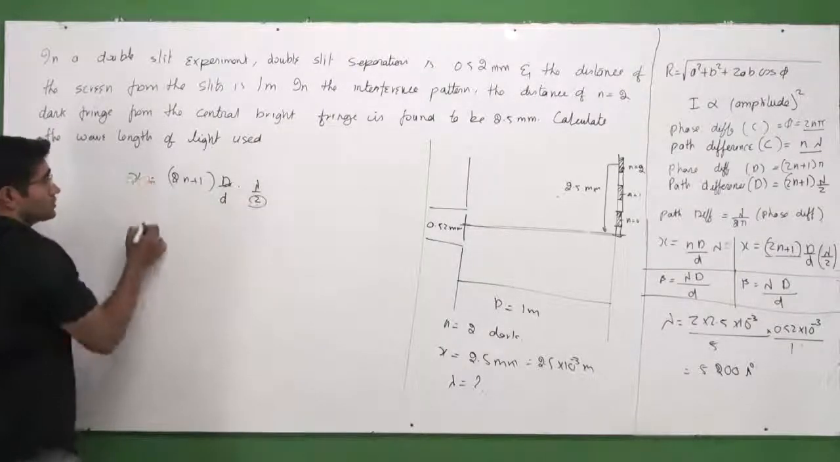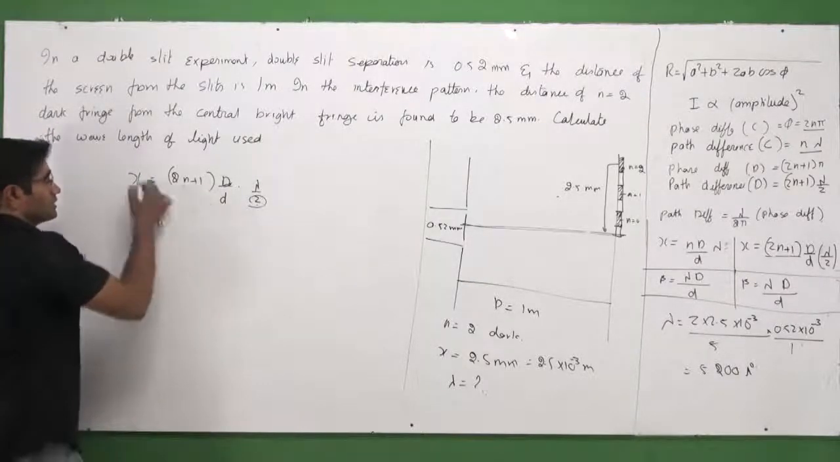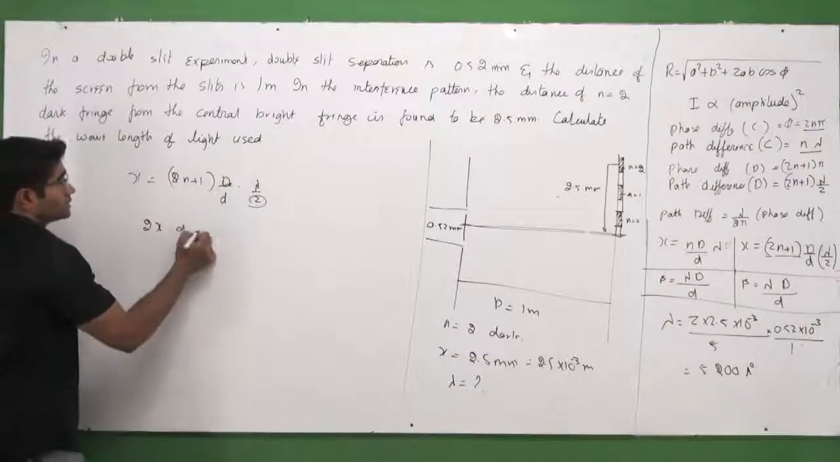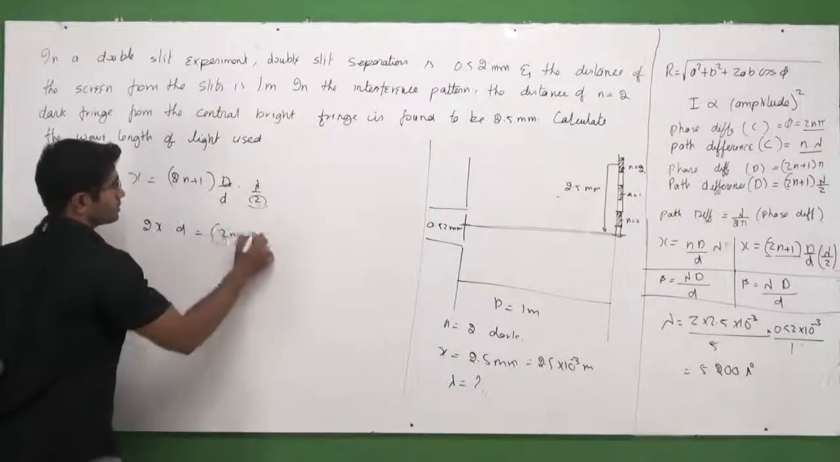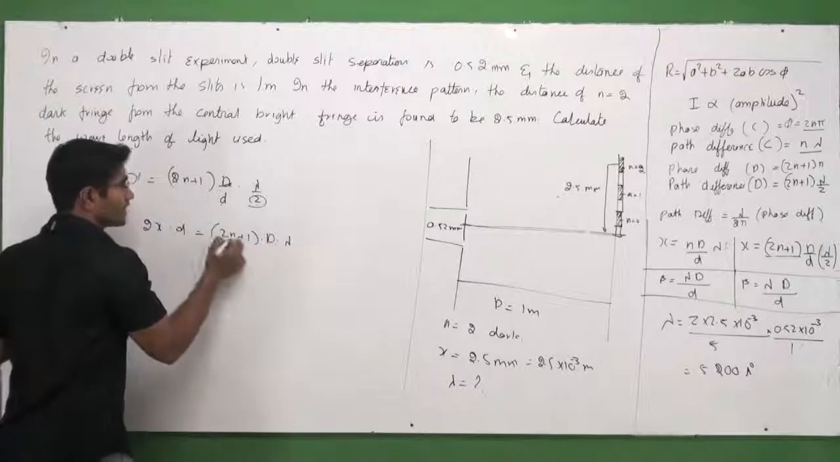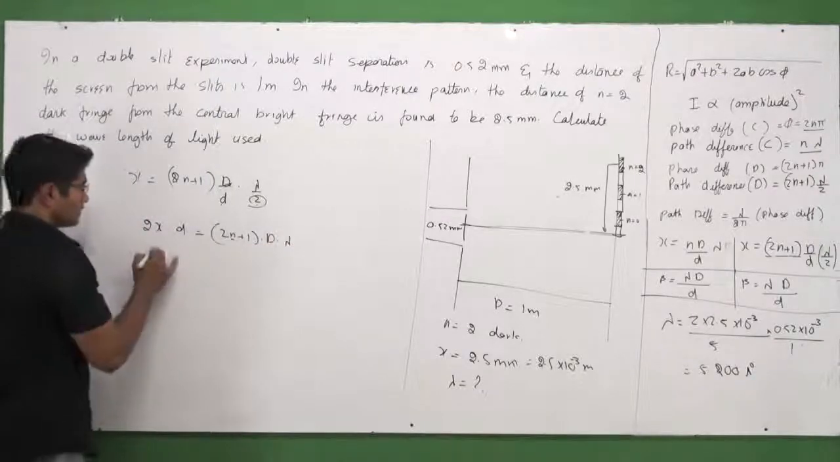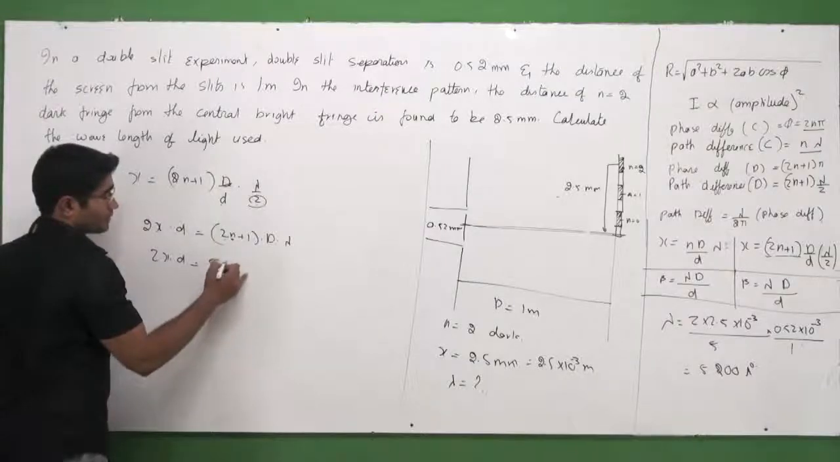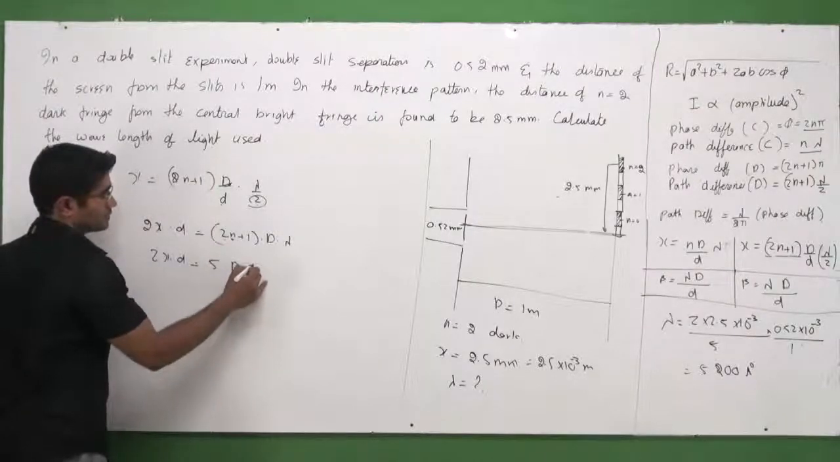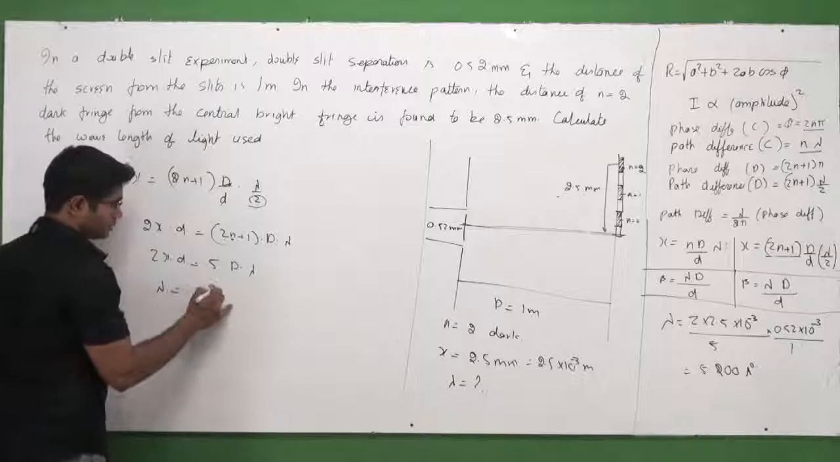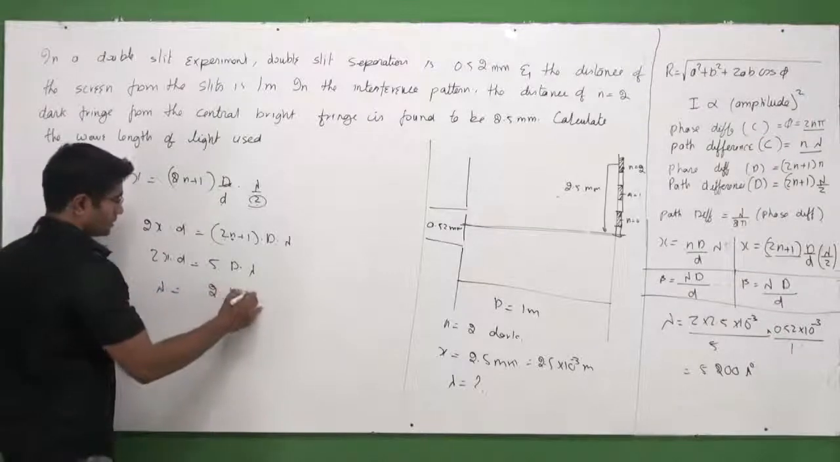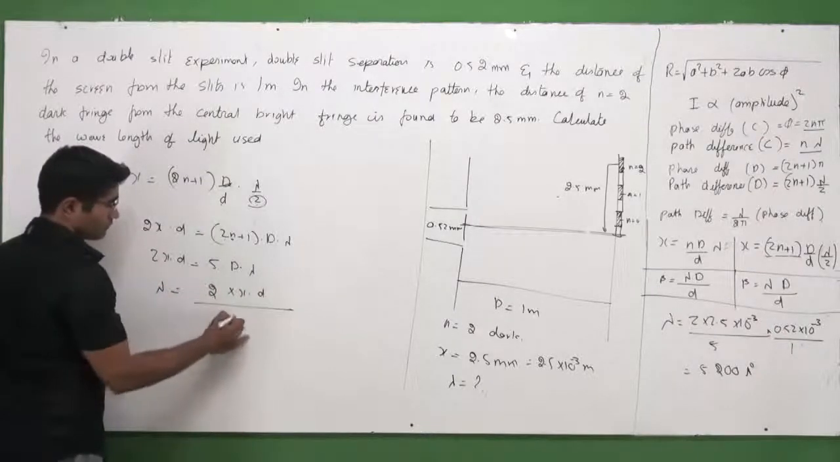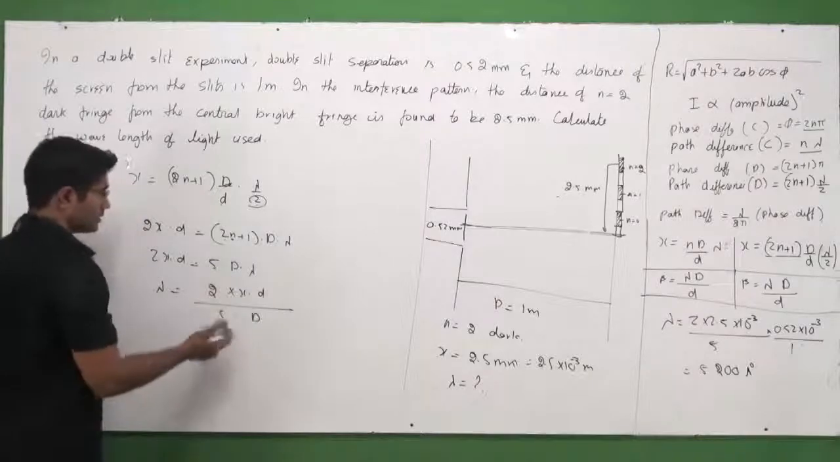Can I put this 2 here? Yes, 2 into x and d is equal to (2n+1) D into lambda. I can write n as 2, so that becomes 2xd is equal to 2 into 2 is 4, plus 1 is 5, into D into lambda. So lambda would just become 2 into x into d divided by 5 into capital D. That's the answer.